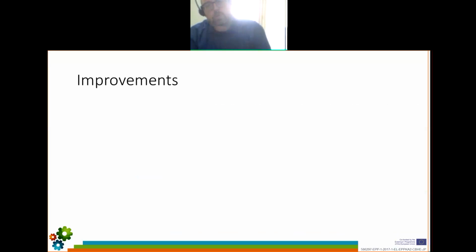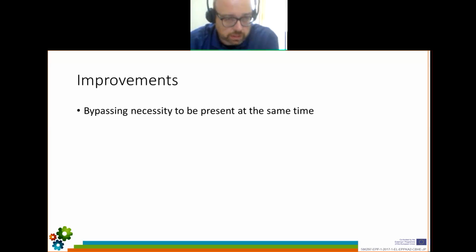So we tried to come up with some improvements by creating an electronic platform to help us in design thinking. We began with an electronic platform to bypass the necessity of all being present at the same time. With our platform, you can do design thinking while being at opposite ends of the world, one of you at the beginning of the day, the other at the end of the day.